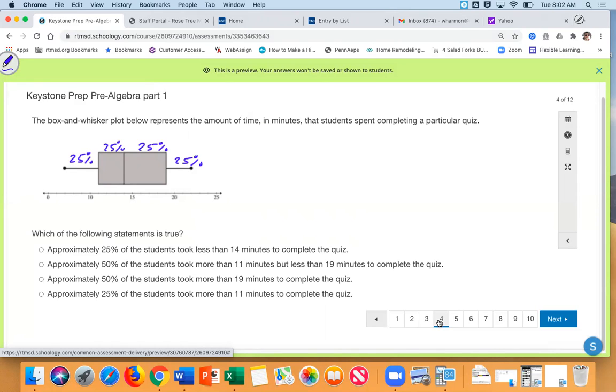Okay? Now, once I know that, I can read these. Approximately 25% of the students took less than 14 minutes. Well, here's 14 minutes, right? Less than 14 would mean 25 and 25. That's 50%. Do we see that? 50%. So it's not that one. Approximately 50% of the students took more than 11 minutes. So let's look at that.